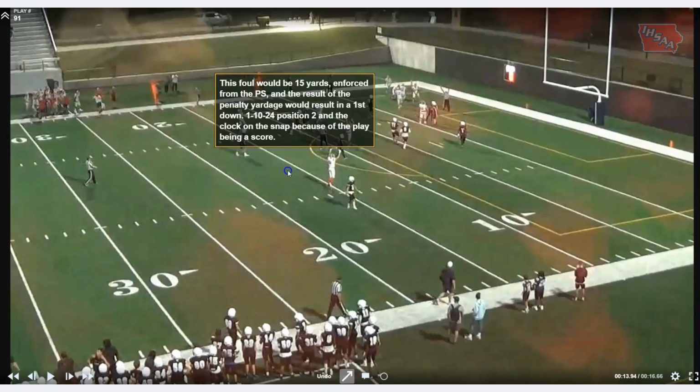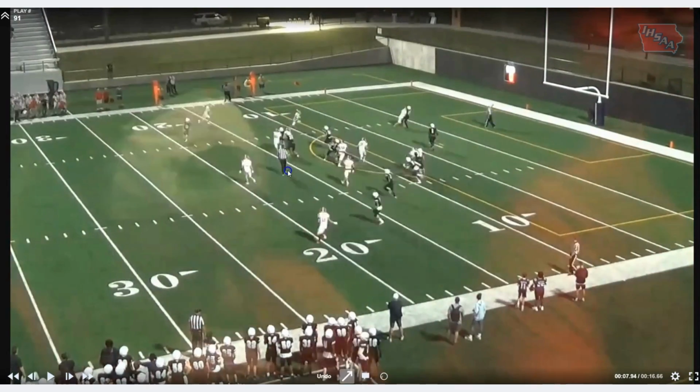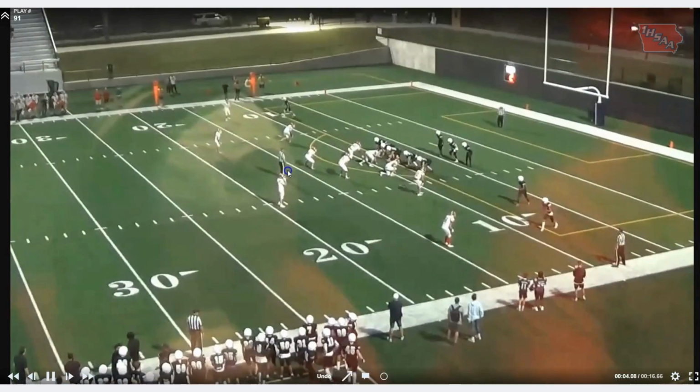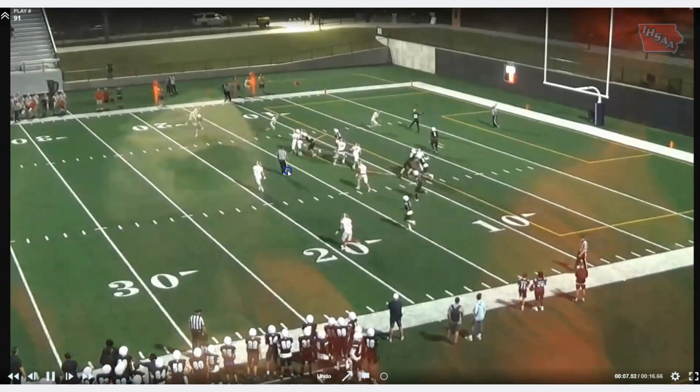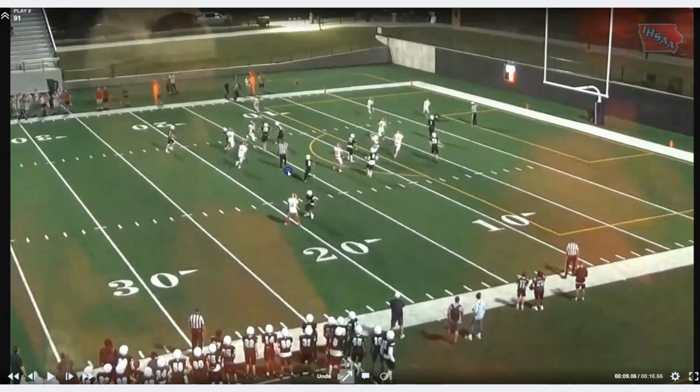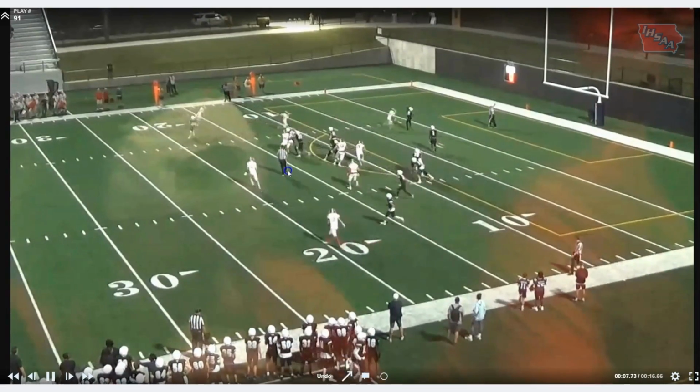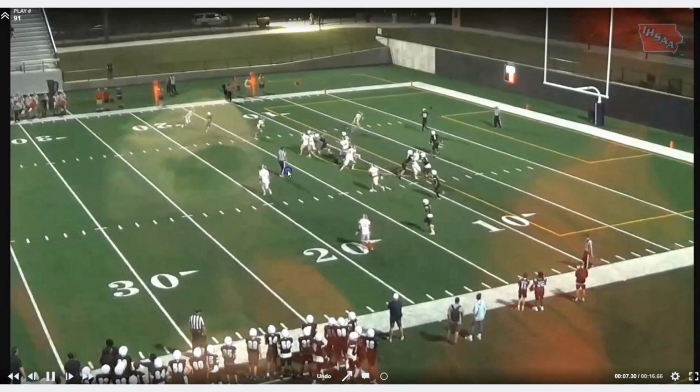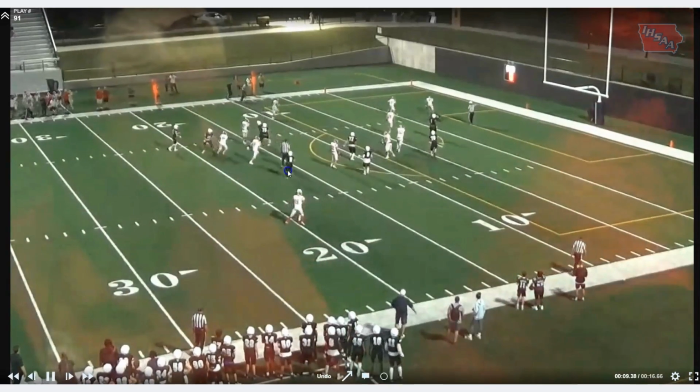And again, we had a scoring play, so we're going to be at the snap. So we're going to enforce this penalty. It will not be a touchdown on the defense. Enforce this penalty 15 yards from the previous spot, and we'll be on the snap. Again, for this not to be a foul, he would have to wrap up. He could hit him just as hard. He has to wrap up.